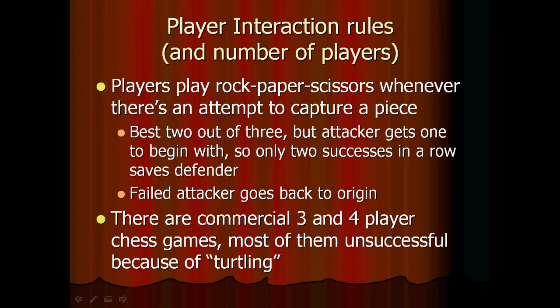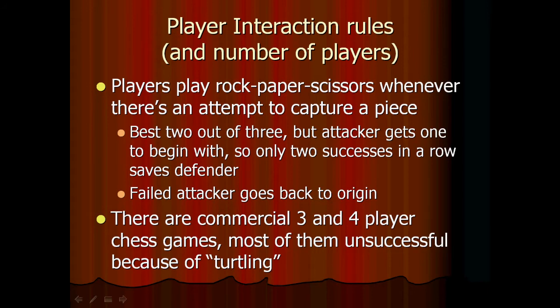The next is player interaction rules and number of players, and the obvious thing here is chess for more than 2 players. And there have been commercial 3-player and 4-player chess games, and most of them didn't really work very well because of turtling. That is, the best thing to do in 3 or 4-player chess is to sit and let the other players kill themselves. Think about it. Chess is a game where you don't gain pieces generally, you just lose pieces. So let the other guys beat themselves up. And there are some ways to get around that, but it's fairly limited.